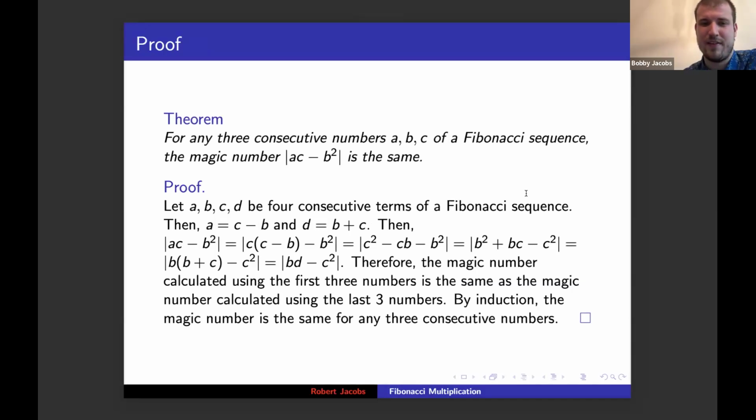So if we take the first three terms, the absolute value of AC minus B squared, well, that's the same thing as the absolute value of (C minus B) times C minus B squared. It's just the absolute value of C squared minus CB minus B squared, which is the absolute value of B squared minus B squared plus BC minus C squared, which is then the absolute value of B times (B plus C) minus C squared, which is then the absolute value of BD minus C squared. So basically, the magic number for the first three numbers, A, B, and C, is the same as the magic number calculated using the last three numbers. So then by induction, the magic number is the same for any three consecutive numbers.